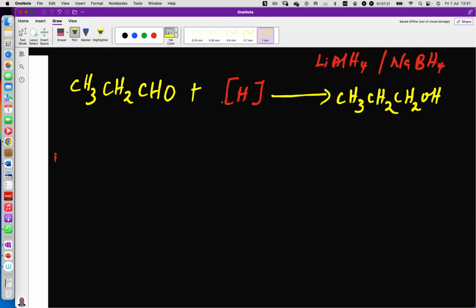So in that case, we will have a 2 here. We'll put a 2 there. So we are using lithium tetrahydroaluminate, LiAlH4. Lithium tetrahydroaluminate is a reducing agent, and the purpose of the reducing agent is to provide the hydrogen, unlike in oxidation, where the purpose of the oxidizing agent is to provide oxygen. So now this is for primary alcohol.